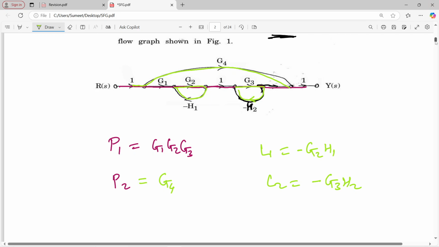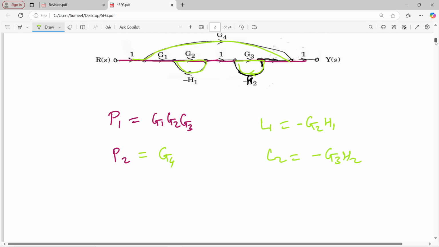Now the next thing is that you can see that these two loops are non-touching. That means they are not touching each other. So we can make the product also. So L1 into L2, which comes out as minus G2 H1 into minus G3 H2. So overall it becomes G2 G3 H1 H2. So this is the product of two non-touching loops.